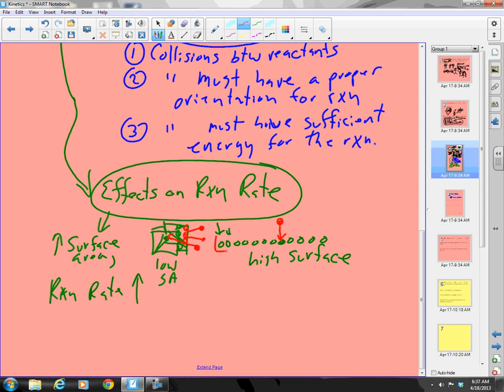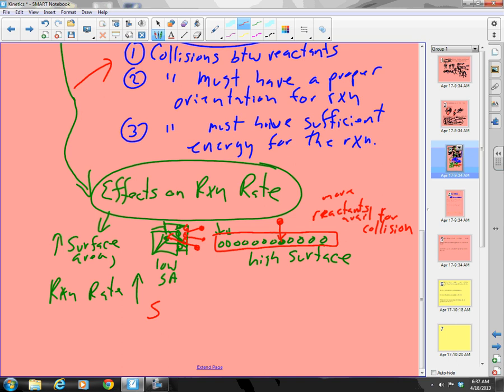So when you have an arrangement like this, more of your reactants are open, available, more reactants available for collisions. Got it? So as my surface area increases, then I have more area, more reactants available for collisions. If I have more collisions, what happens to my rate? My rate increases.